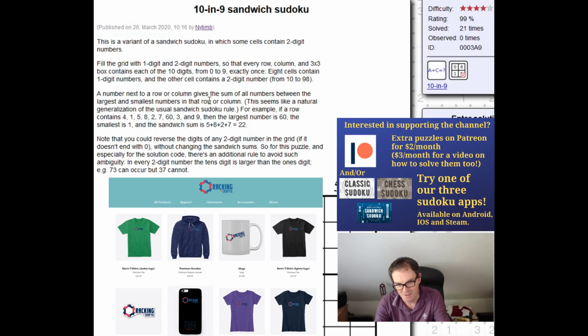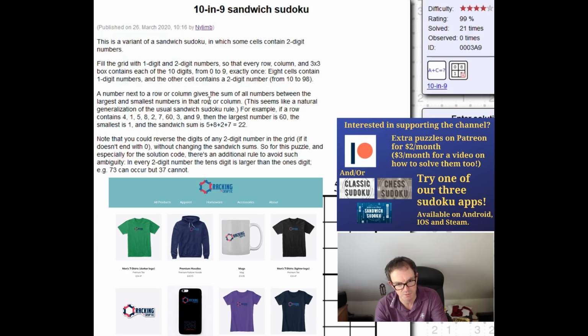Okay. A number next to a row or column gives the sum of all numbers between the largest and smallest numbers in that row or column. For example, if a row contains 4, 1, 5, 8, 2, 7, 60, 3, and 9, then the largest number is 60 and the smallest is 1. Yes, I can see that. And the sandwich sum would be 5 plus 8 plus 2 plus 7. I understand that too. Note that you could reverse the digits of any 2-digit number in the grid if it doesn't end with 0 without changing the sandwich sums.